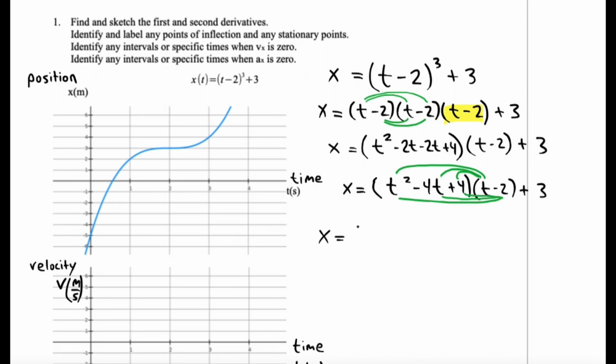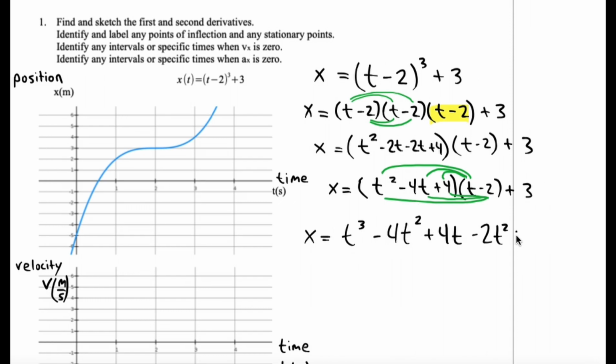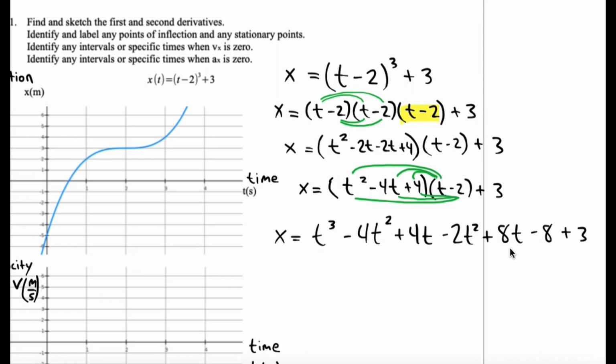So we're going to get t cubed minus 4t squared plus 4t minus 2t squared plus 8t minus 8 plus 3. Okay, I think that's what I get. I'll combine the t squareds together and the t's together, getting t cubed minus 6t squared plus 12t minus 5.